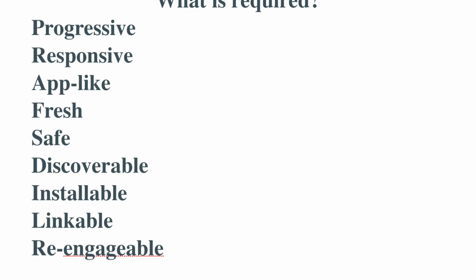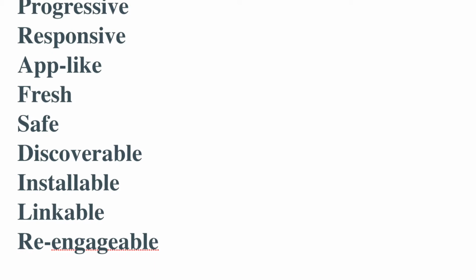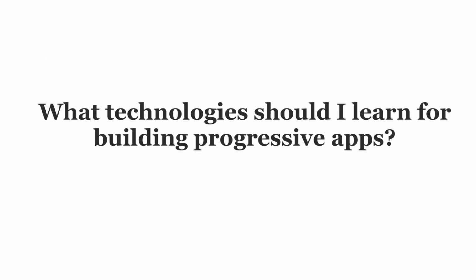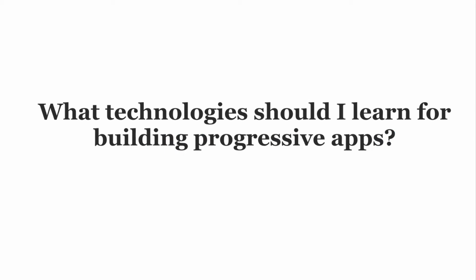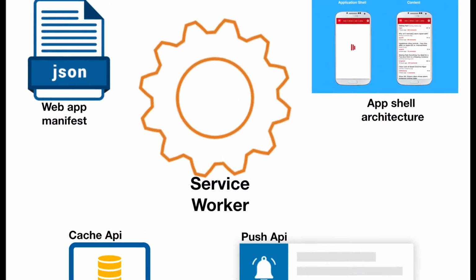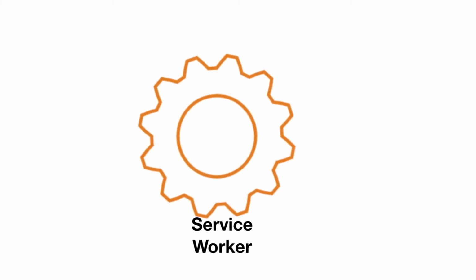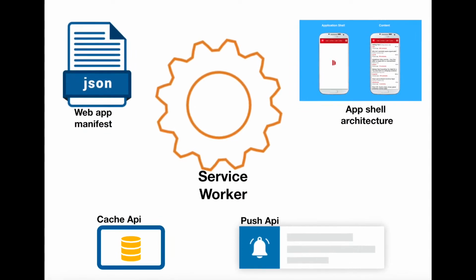So you might be wondering, what technologies should I learn for building progressive web apps? There are many frameworks that facilitate the process of building a progressive app. But the main thing is to learn the essential technologies and concepts behind them. These are the technical components that support progressive web app features: the service worker, the web app manifest, the app shell architecture, and you might also consider the Cache API and the Push API.